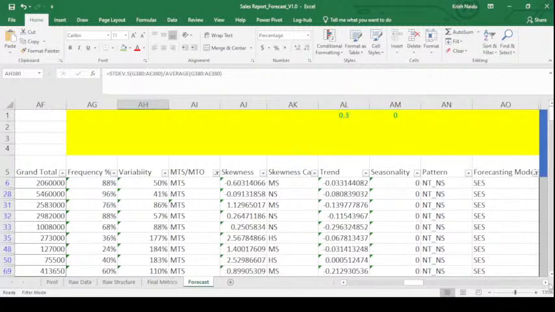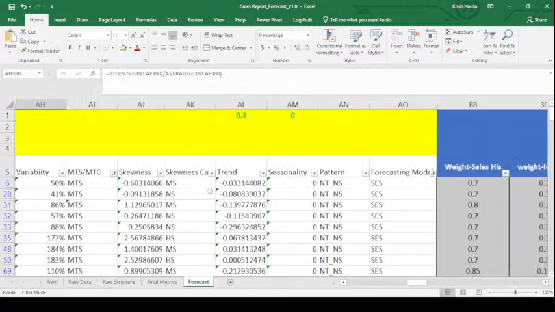Now another metric is whether the data has a trend or not. For that I'm using a formula called CORREL, which tells me whether the data has a correlation with the time period or not. If it has a correlation with the time period, it means it has a trend. I'll give a benchmark here: if it is more than 0.3, I will define it as having a trend, and if it is less than 0.3, I will not.